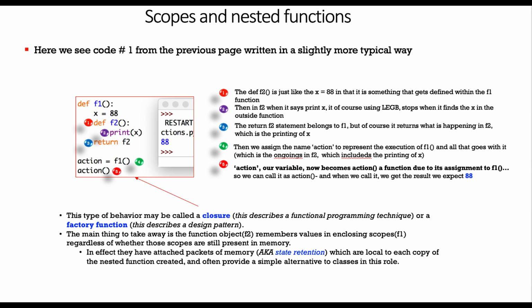This type of behavior may be called a closure. This describes a functional programming technique, or a factory function. This describes a design pattern. So the same thing, just representing 2 different constructs. The main thing to take away is the function object F2 remembers values in enclosing scopes, F1 in this case, regardless of whether those scopes are still present in memory. In effect, they have attached packets of memory, aka state retention, which are local to each copy of the nested function created, and often provide a simple alternative to classes for this particular application.